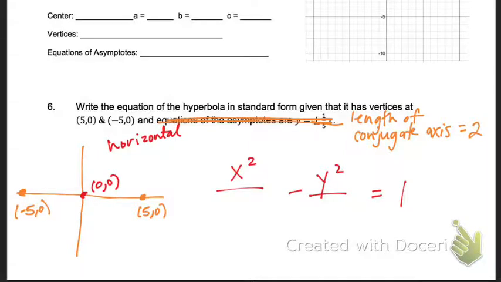Now, whatever goes under my x, I don't even want to call it a, is the distance from my center to the outside. So what is that length? 5, and then I square it. My conjugate axis, the whole length is 2, so when I cut that in half, that means I go up 1 and down 1, because the whole length is 2. And so then my b, or whatever the distance is I go in the y direction, is what? 1, and then 1 squared is also 1.